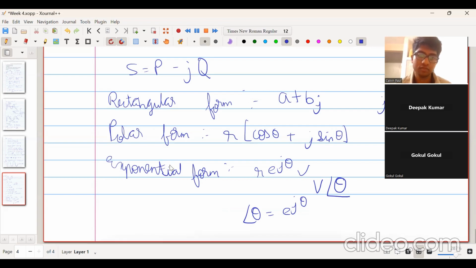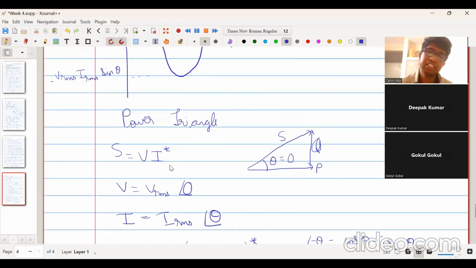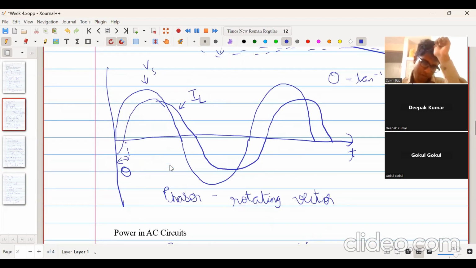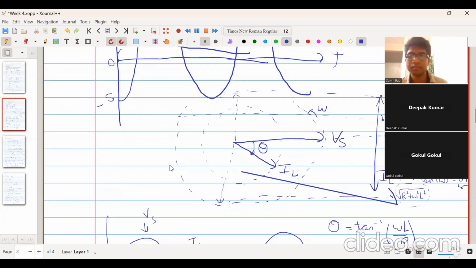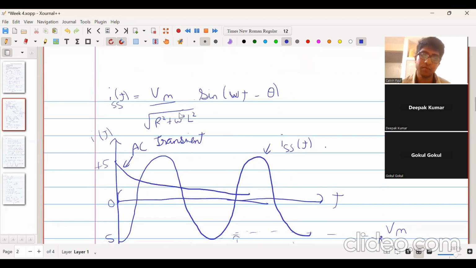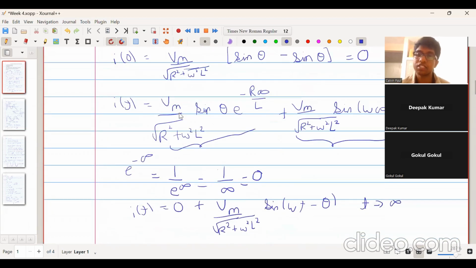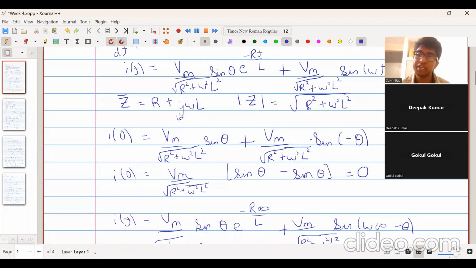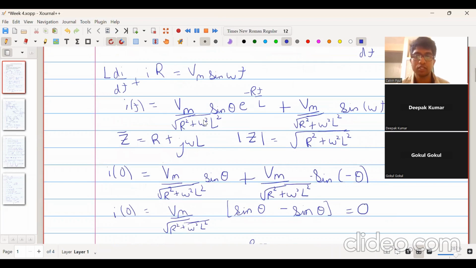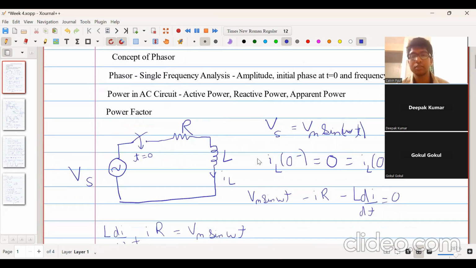So this is just some complex set of maths, and we've done power, apparent power, reactive power, all this stuff. The concept of phasor, a rotating vector, is applicable for only a single frequency. Phasor analysis is used when we are just concerned about the steady state behavior of an AC circuit. The AC circuit is basically a sinusoidal excitation applied for one particular frequency.